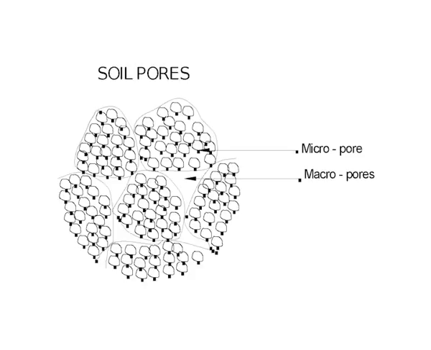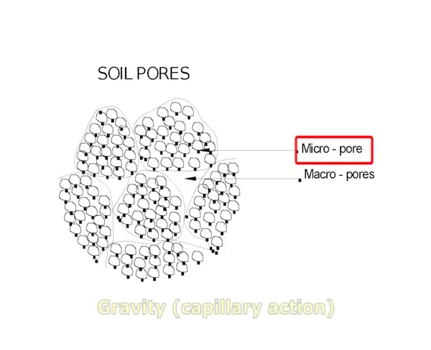The smaller pores within the aggregates or between soil particles, called micropores, hold water against gravity by capillary action, but not necessarily so tightly that plants cannot extract the water.